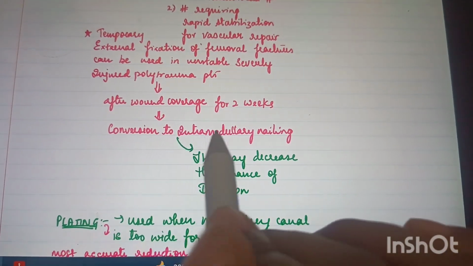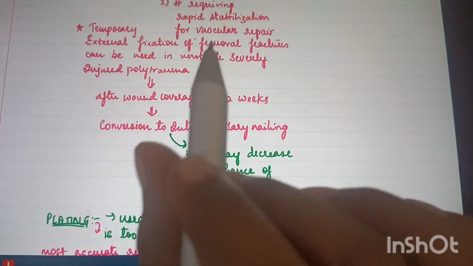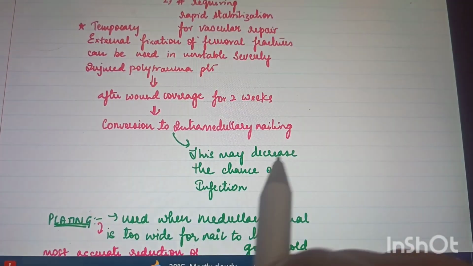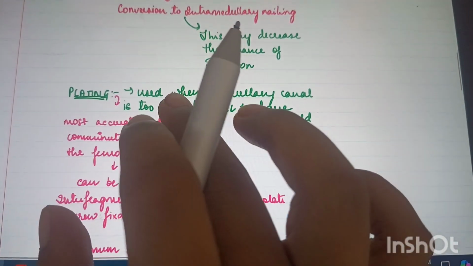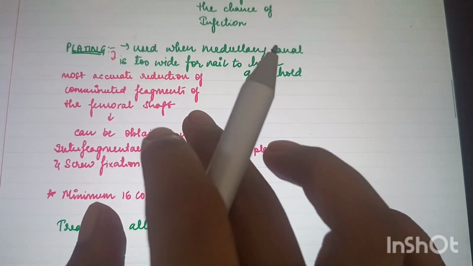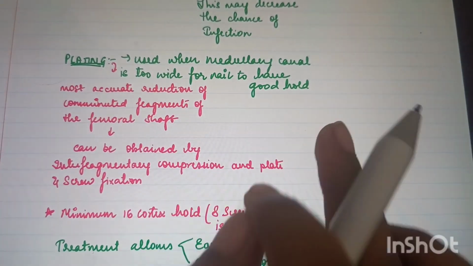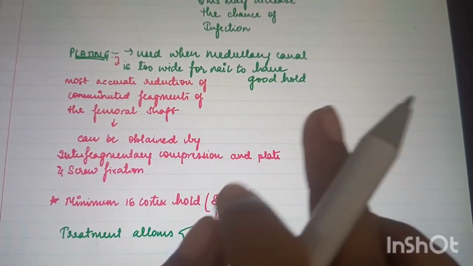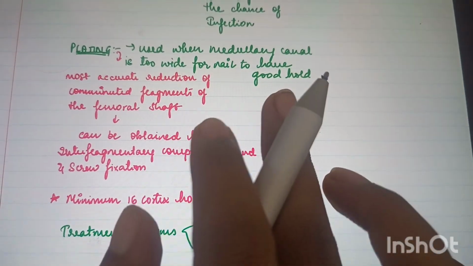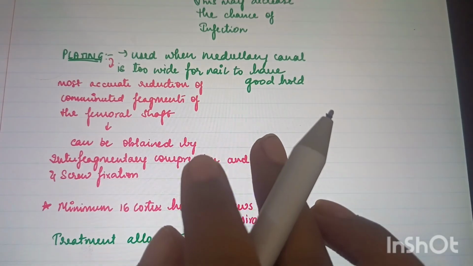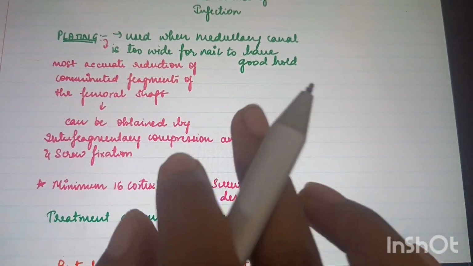So the definitive management includes either intramedullary nailing or plating. Intramedullary nailing is the most commonly employed method. This may decrease the chance of infection if you do it in this way. Okay, so basically you have to remember one thing: in polytrauma patients, temporary external fixation can be done. After adequate coverage for 2 weeks, then you'll convert it into definitive fixation. Definitive fixation includes either intramedullary nailing or plating.